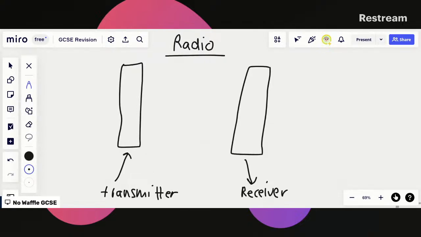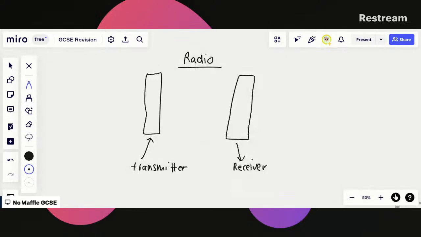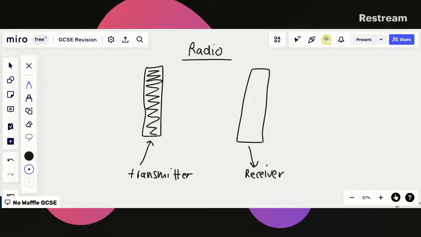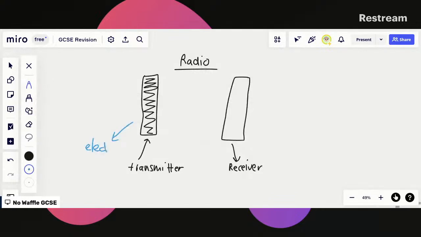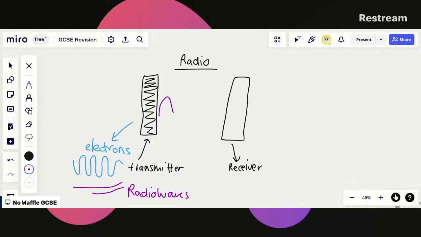As we said, for radio waves you need a transmitter and you need a receiver. The transmitter contains electrons, which we know produce a charge. These electrons in the transmitter start to oscillate, start to move around, which means their charge starts to move around. Because this charge moves around, this generates radio waves. As the electrons move, this creates radio waves. These radio waves then oscillate and are emitted towards the receiver. These emitted radio waves transfer energy.